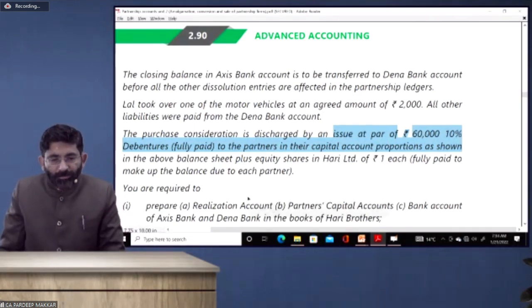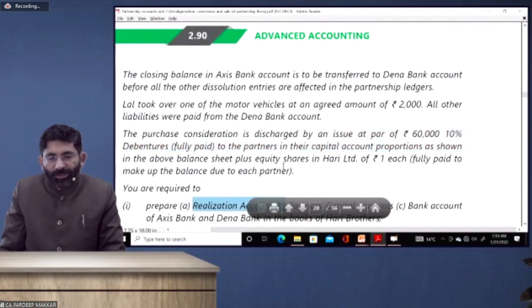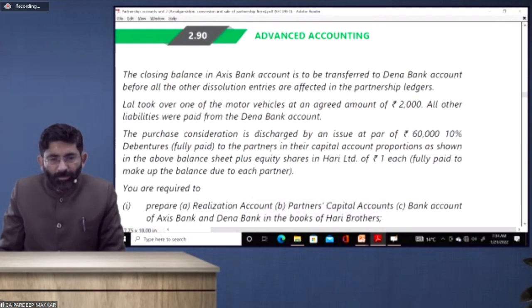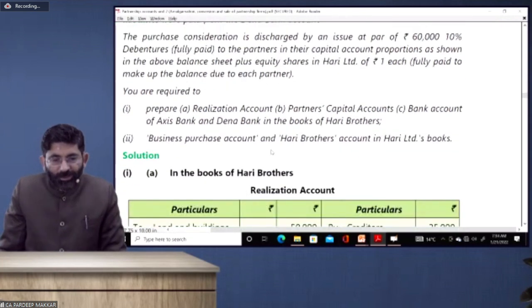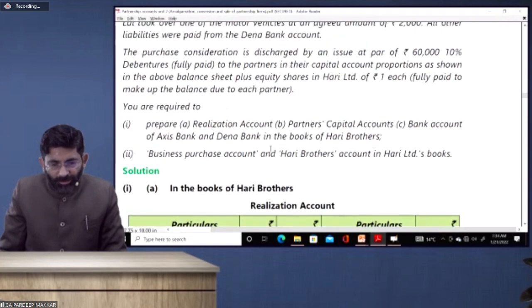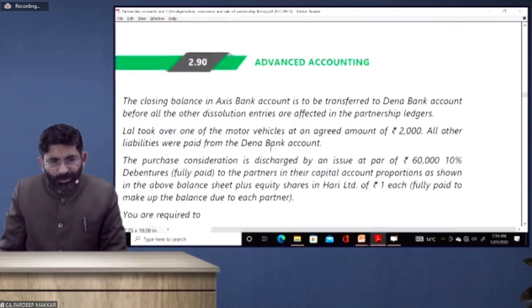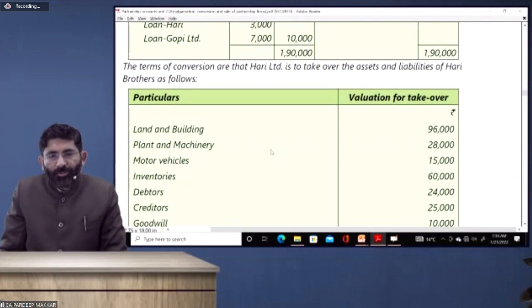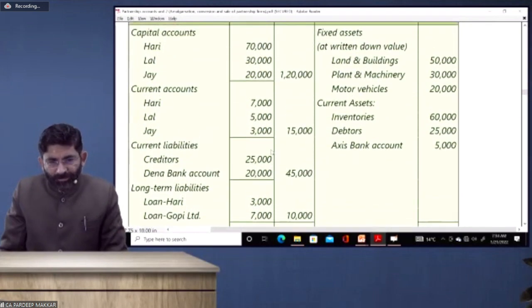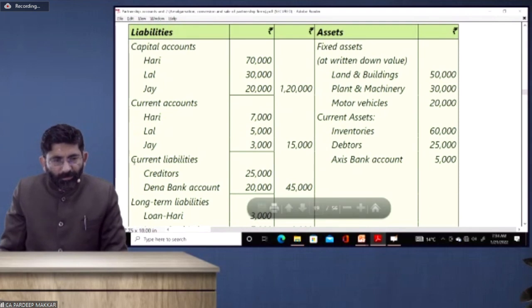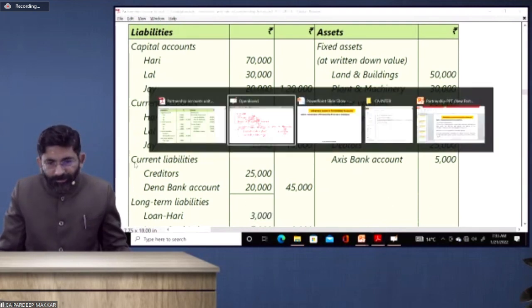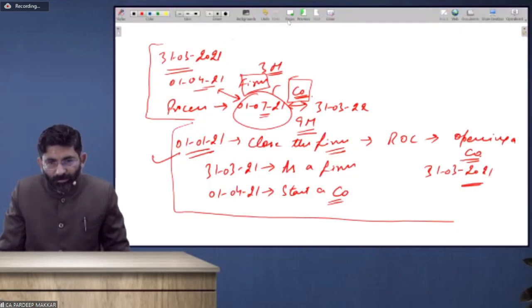That's it. So he has demanded from your side to prepare the realization account, partners' capital account, and bank account. So that's really very simple and easy to understand. Now, see, that is given to you, the realization account. You may also prepare it yourself. If you are interested, I may prepare it for you also. Very simple to do that. Let's do it so that you can understand it in a better way. In the realization account, what we are doing, we are transferring all our assets and liabilities. So let's do it.